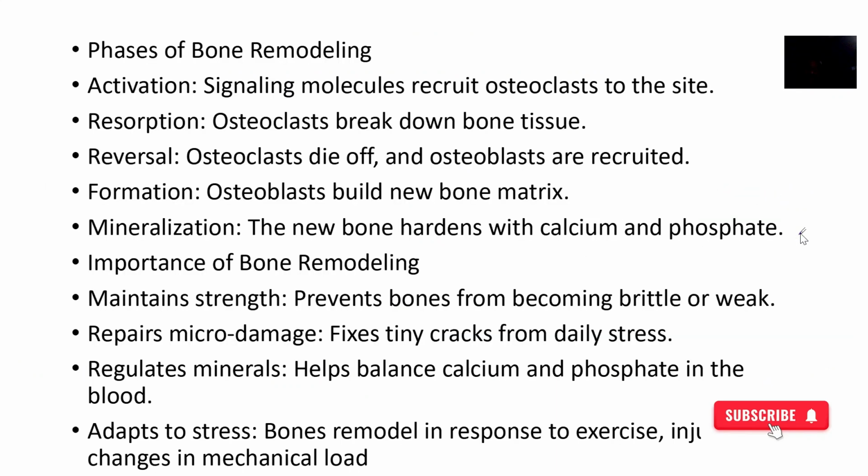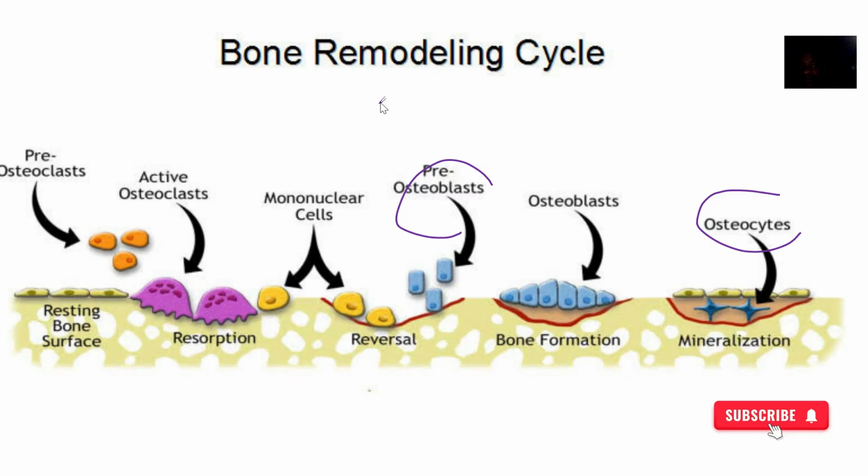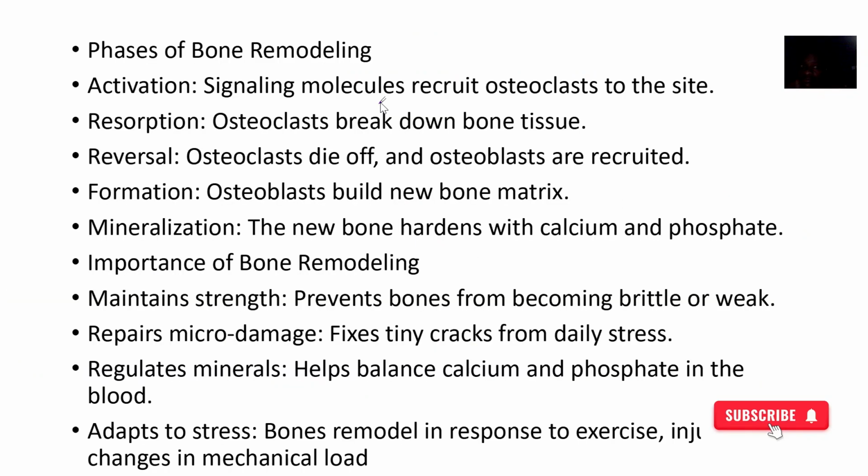The phases of bone remodeling: first we have activation, where signaling molecules recruit osteoclasts to the site. Second, resorption, where the osteoclasts break down the bone tissue. Then reversal, where osteoclasts die off and the osteoblasts are recruited. The osteoblasts bring new matrix, and the new bone hardens with calcium and phosphate.